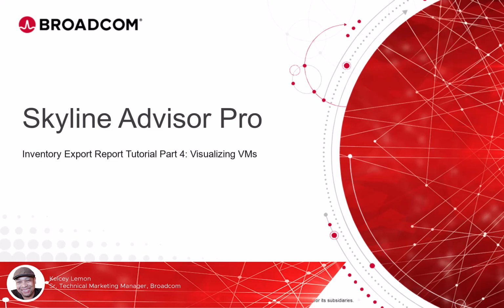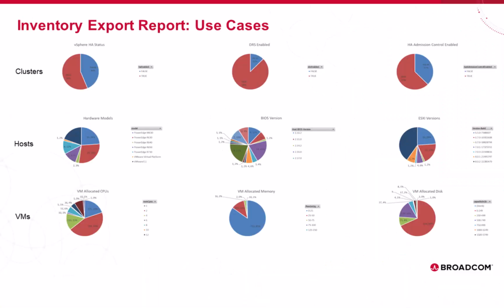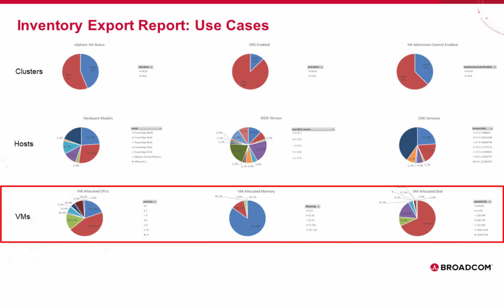four-part series on how you can get the most out of Skyline's Inventory Export Report feature. In part 4, I'm going to show how you can leverage this report to visualize the state of your VMs. I'm specifically going to be focusing on allocated CPUs, memory, and disks. I'm going to be using the report that I generated in part 1, so if you haven't already created your report, please refer to that video to replicate my steps.